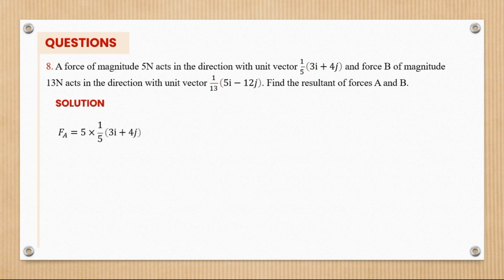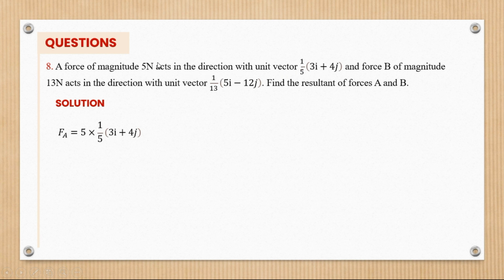Alright, so now let's first find that force A, as you can see right there. We've already been given the magnitude of the force, and we've also been given the direction. The direction with unit vector is 1 over 5, as you can see right there.